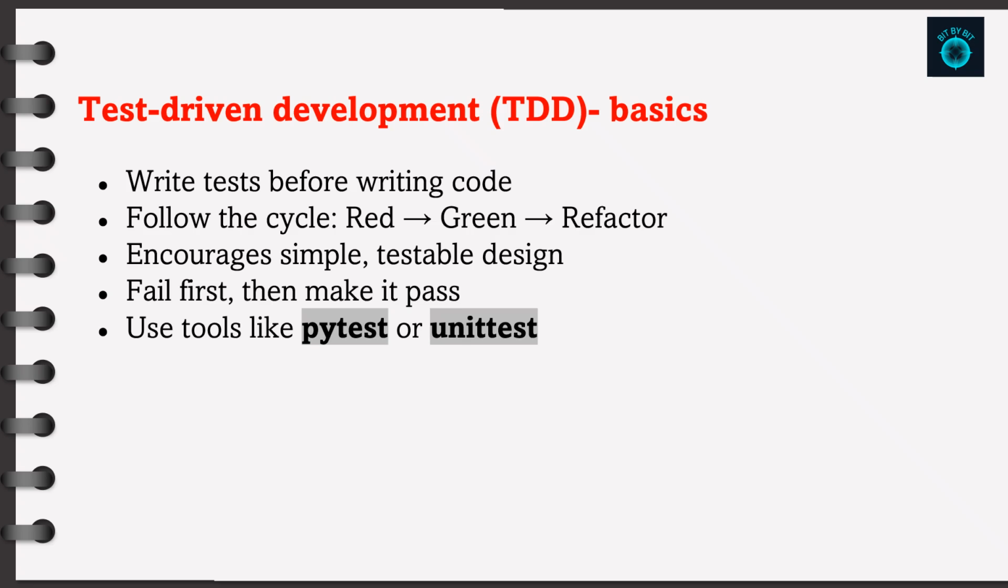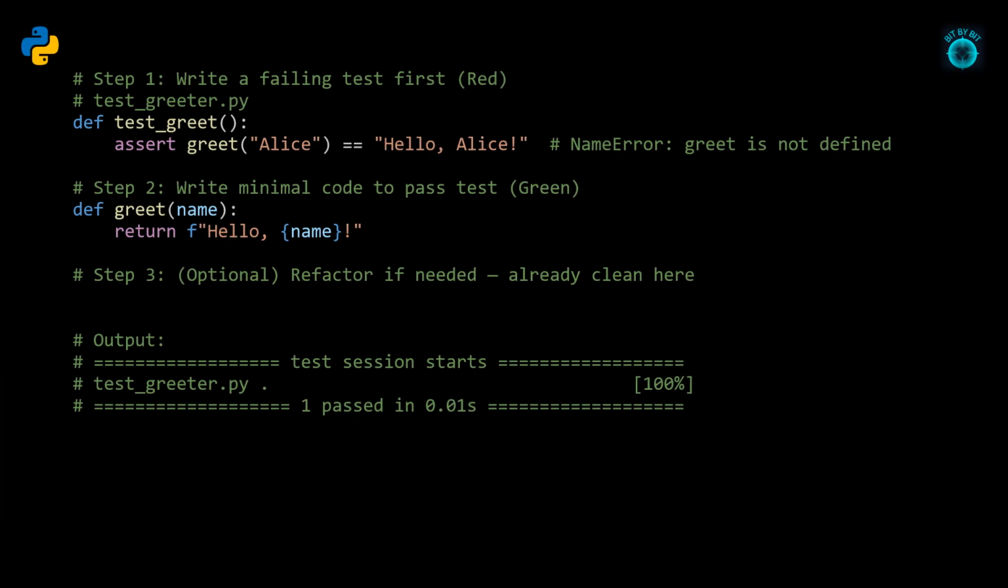You can use either PyTest or unittest to apply TDD in Python. Let's look at a basic example using PyTest. In this TDD example, we start by writing a test before any real code exists. The test checks if calling a function named greet with the name Alice returns "Hello Alice". But at this point, the greet function doesn't exist. So if we run this, it fails with a NameError. That's the red stage.